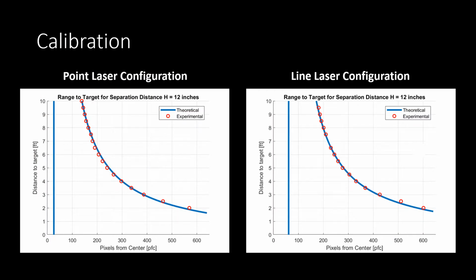After calculating the pixel distance to the center for each of the 6-inch increments, I plotted distance versus pixel from center and adjusted a theoretical triangulation equation to match my data. This was for the point laser configuration. I then repeated the calibration steps for the line laser configuration, and from here on, I used the line laser theoretical curve to obtain my distance values.